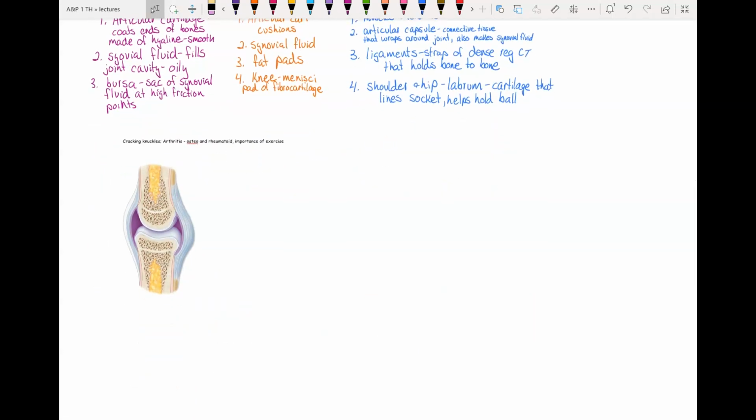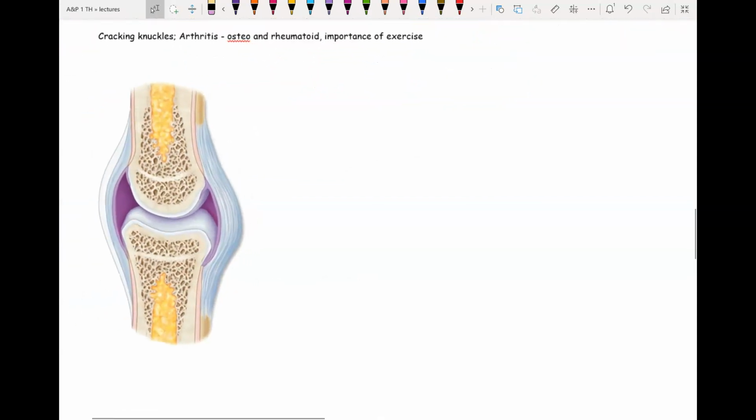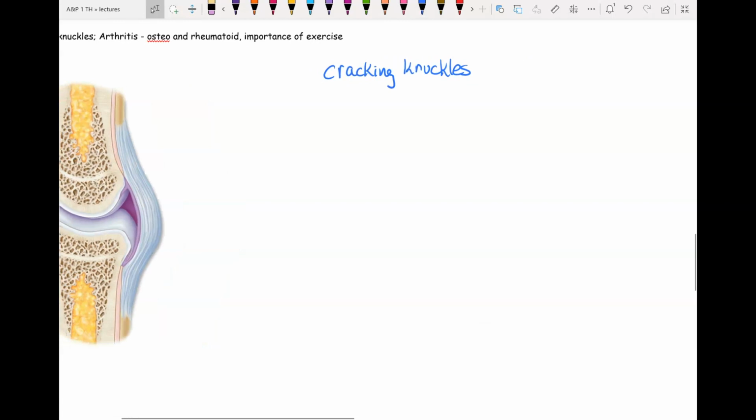So one last thing to look at with your joints is cracking knuckles, because people ask about that a lot, and then also arthritis. So first we talk about cracking knuckles. Cracking knuckles does not cause arthritis. That is just kind of an old myth. You're not going to get arthritis from cracking your knuckles.